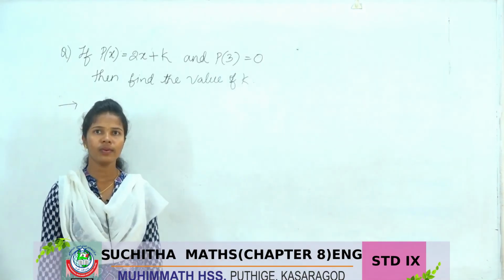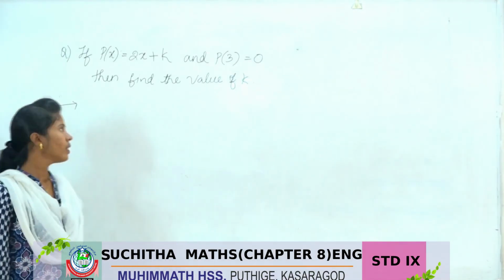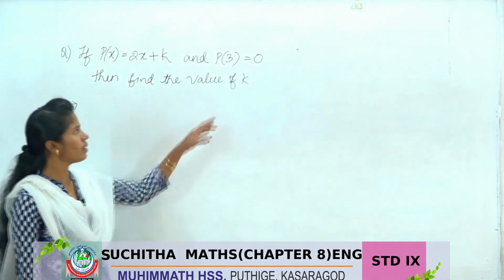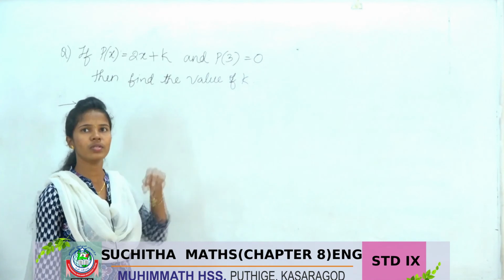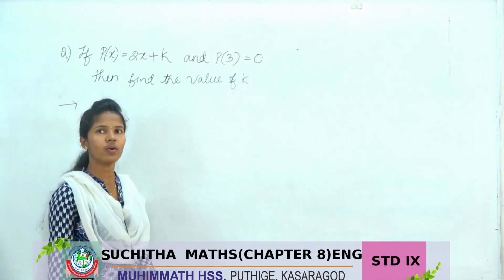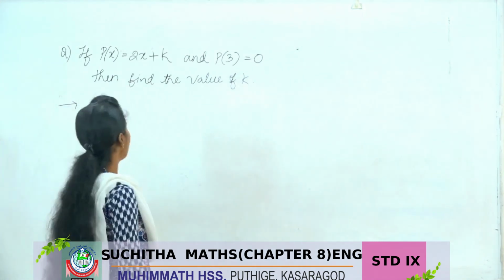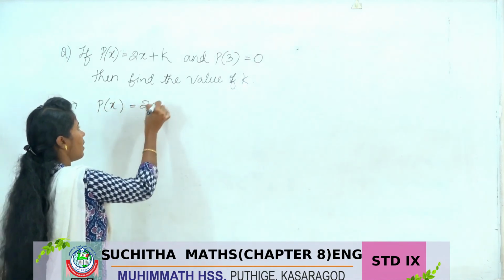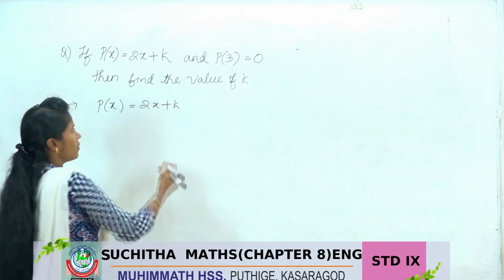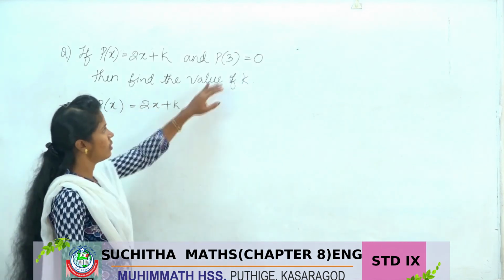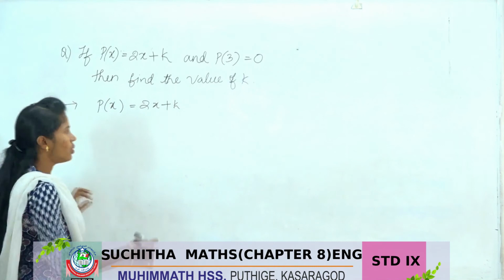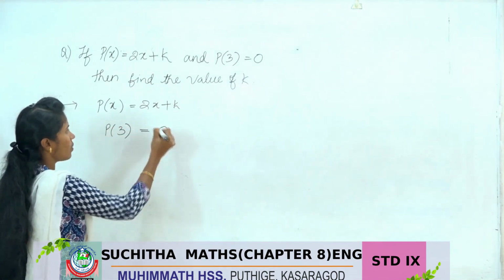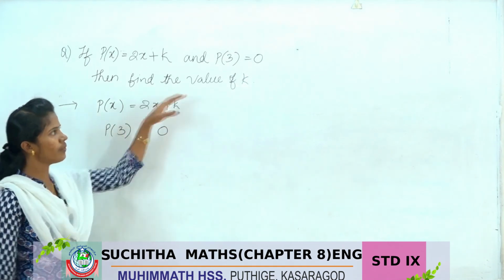Now listen the next question. If P of x equal to 2x plus k and P of 3 equal to 0, then find the value of k. Okay, given P of x equal to 2x plus k, and here is a condition, P of 3 must be equal to 0. So we have to find out the value of k.